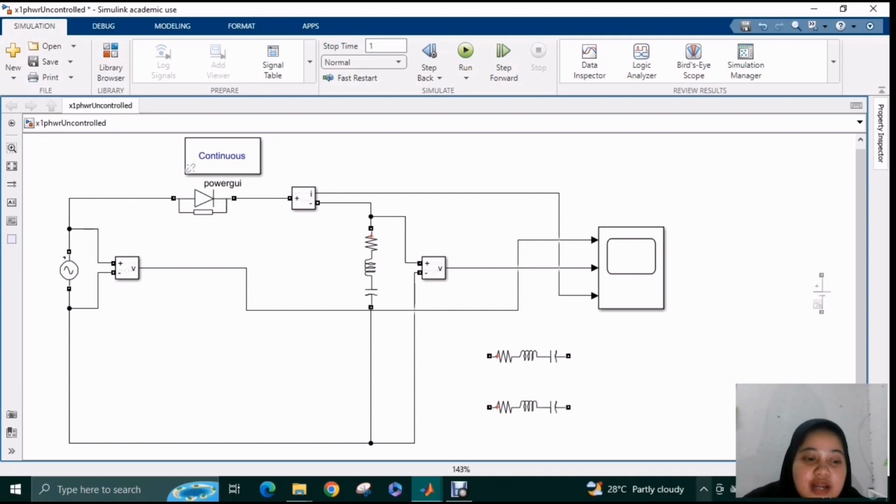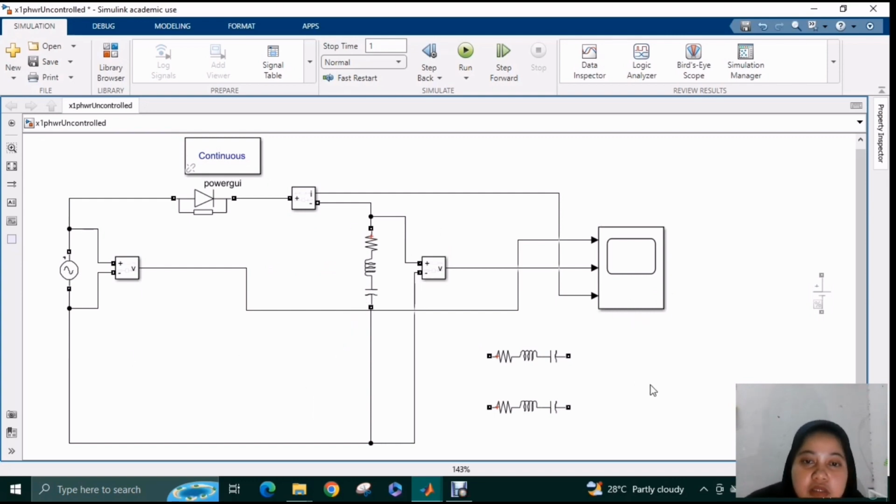Here I do the single phase half wave uncontrolled rectifier. I use an AC voltage source, and I have the diode, the current measurement, the voltage measurement, and the series RLC branch. This one is my main block, which is the power grid, and this one is the scope.